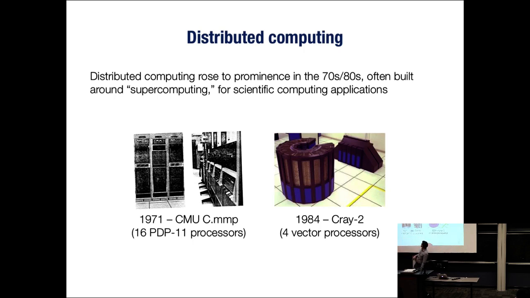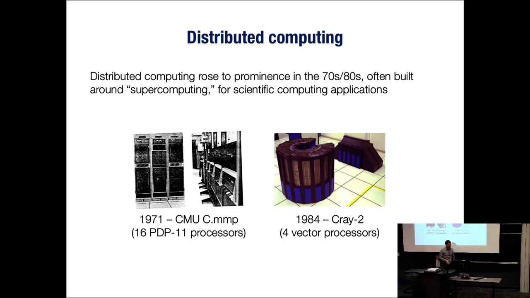CMU actually has a notable one, though not one of the most famous: the CMU C.mmp supercomputer. I think for a while it was in Wean, so you could go see it if you want to take a look at it. It's from the 70s. It had, I forget what these parts were, but it had 16 PDP-11 processors, and it took up a lot of space in a big room.